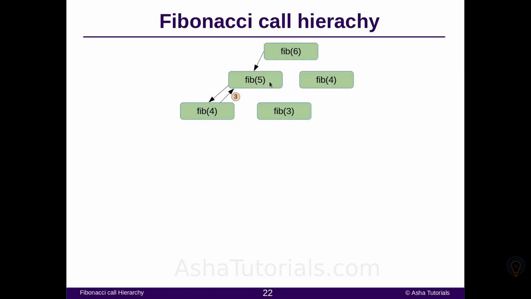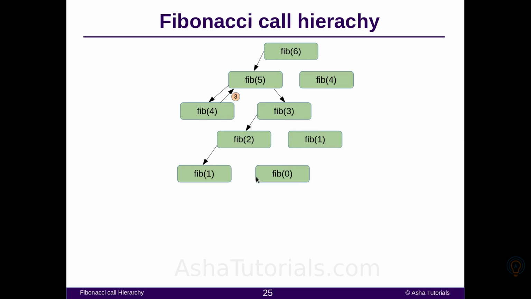Now for fib 5, it has calculated the left part, it will call the right part, which is fib 3, which will check if it is a base case. No, it will call fib 2 and 1. Before calling 1, it will call 2. 2 is not a base case, again it will recur, which will call fib 1 and 0. So fib 1 will execute first, it is a base case, it will return 1. Left part is completed, calling right part. Fib 0, it is a base case, it will return 0. 1 plus 0, it will return 1.